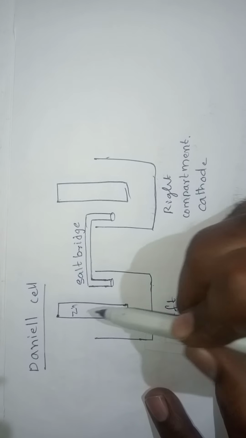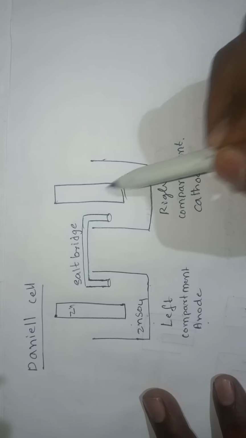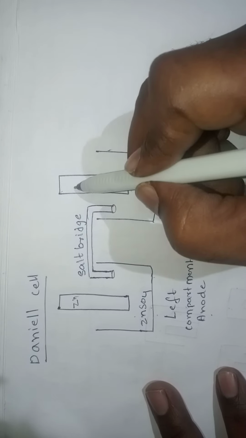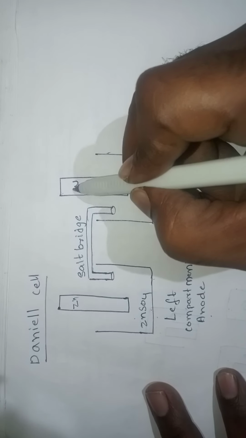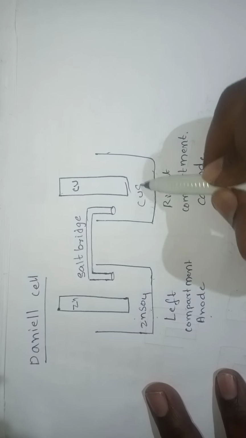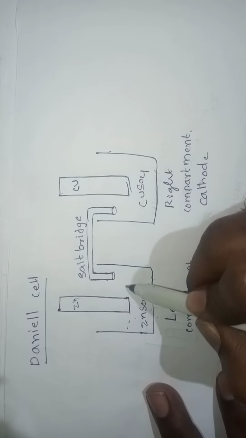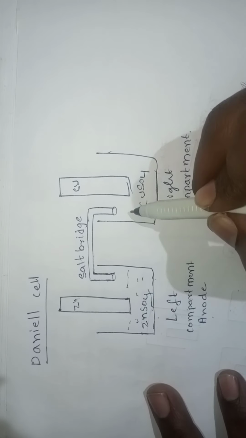In the anode compartment, that is the left side, a zinc metal rod is inserted in zinc sulfate solution. In the cathodic compartment, a copper metal rod is inserted in copper sulfate solution. So this is a zinc sulfate solution and this is a copper sulfate solution.